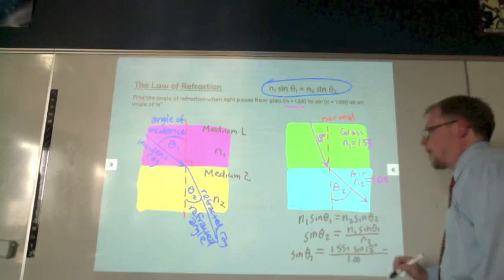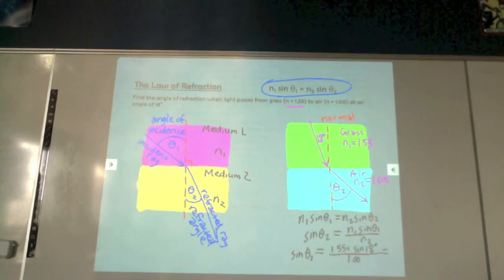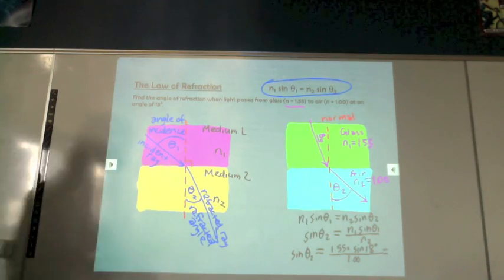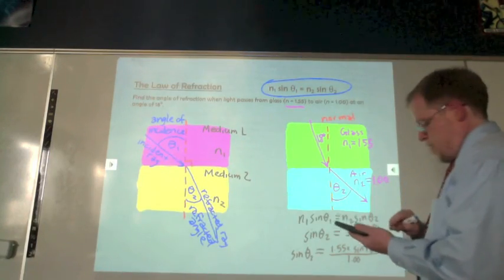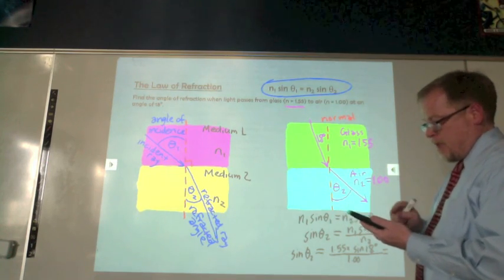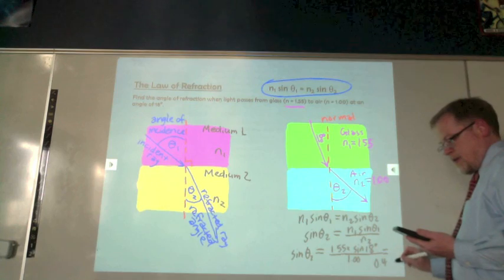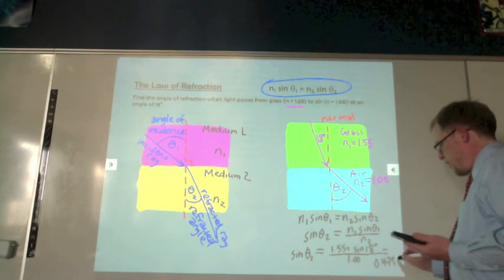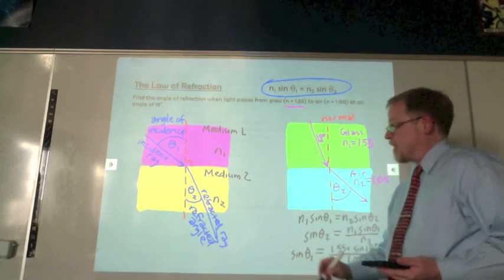If you work out what that is in the calculator, which I'm about to do, make sure your calculator is in degrees. You come up with a value of 0.4790, so 4 significant figures. We're not finished yet. In order to find what the angle is, we need to take the inverse sine.